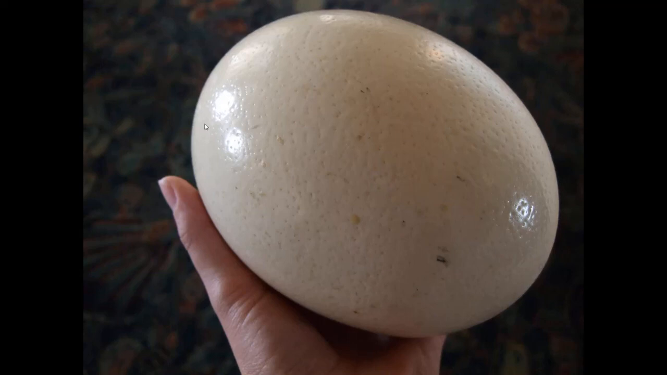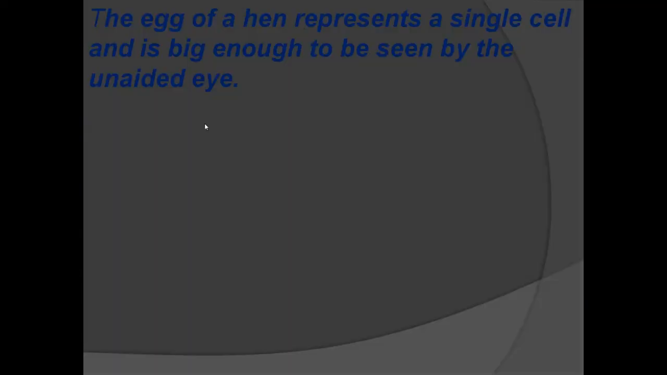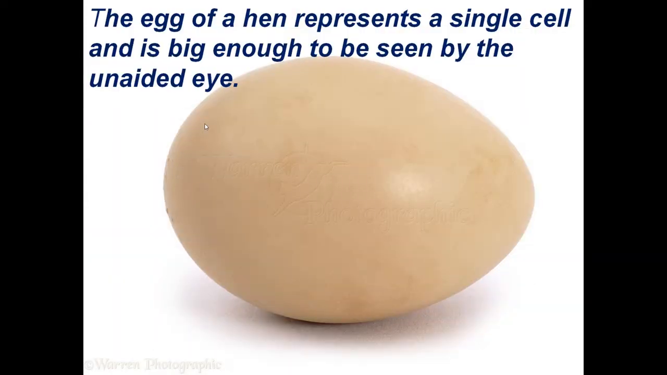So we have cells that are very minute, which we can observe only with the help of a microscope, and we have a single cell that is so large that it can be seen easily and held in the hand. This is the ostrich egg, the example of the largest egg. The egg of a hen represents a single cell and is big enough to be seen by the unaided eye. You might have observed the hen's egg. Easily you can see it, you can hold it, but it is a single cell.